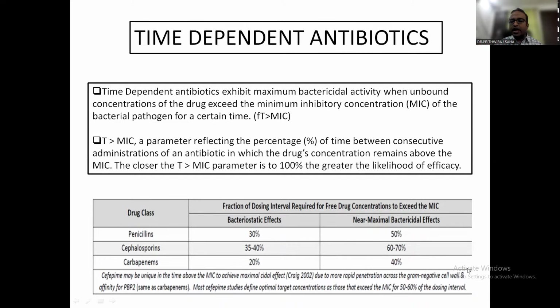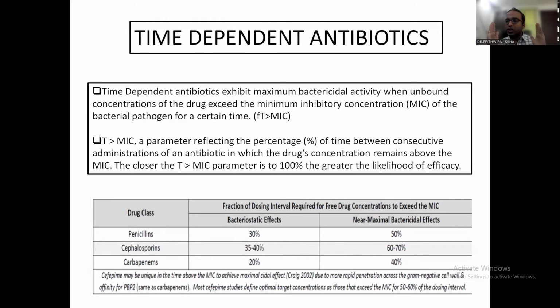For cephalosporin, you have to remember this percentage because you want to kill. So near maximal bactericidal effect, right? For cephalosporin it is 60%. For carbapenem it is 40. So I remember it like this: carbapenem 40, penicillin 50, and cephalosporin 60. One C at one end, one C at the other end. One C minimum 40, the other C cephalosporin 60, and in between, sandwiched, is the P or penicillin, that is 50. So 40, 50, 60. These are the T percentages.